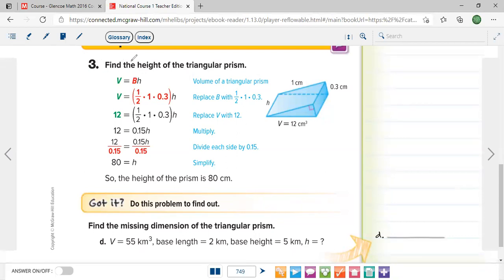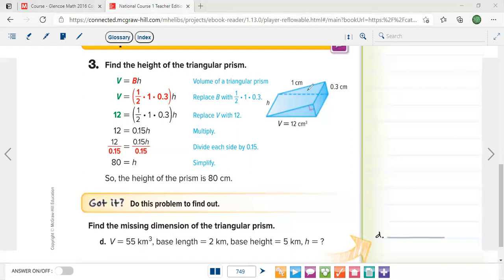Example 3, find the height of the triangular prism. This is the height of the triangular prism, the line joining the two bases, the two triangles. How can we do this? First, write the volume equals base area times height. The volume here is known, so you can substitute V as 12.